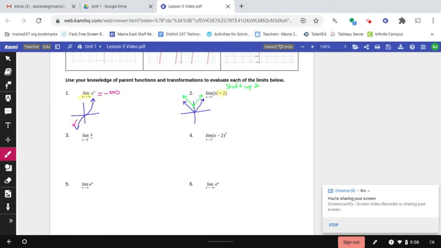All right, and now we're looking at the limit as x approaches 0. Well, this is not a one-sided limit, which means we need to look from both sides of 0. So as we approach 0 from the left side, our graph is approaching 2. And as we approach 0 from the right side, our graph is also approaching 2. So this overall limit here is going to be 2 because the left side and the right side are equal to each other.